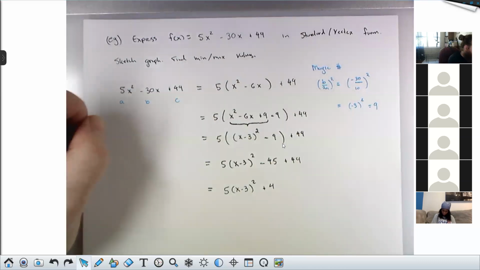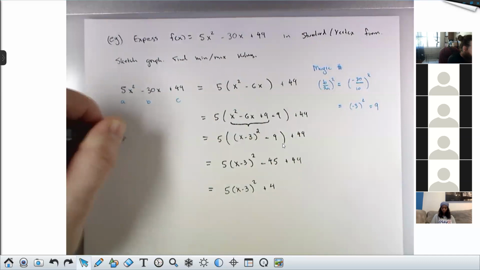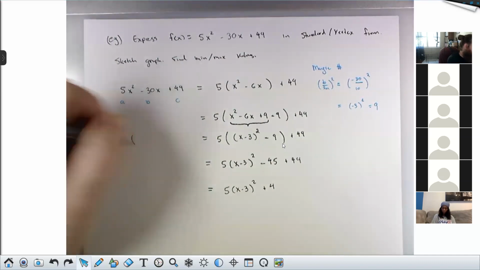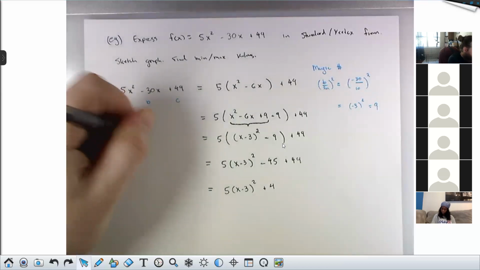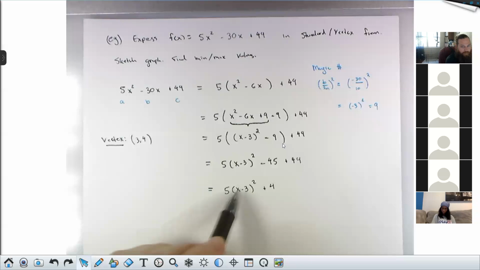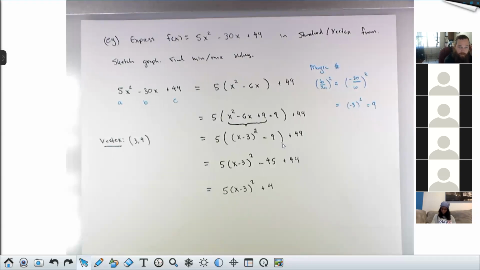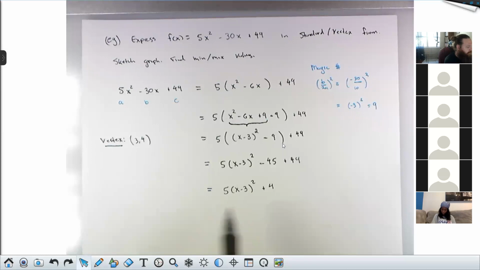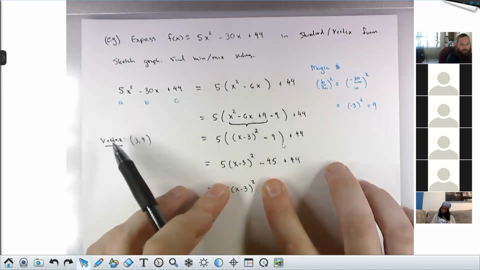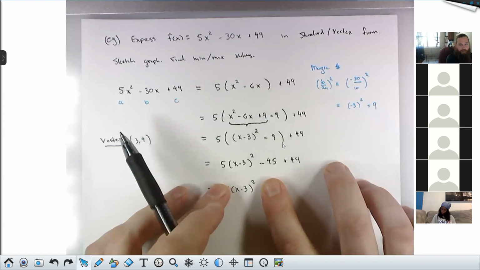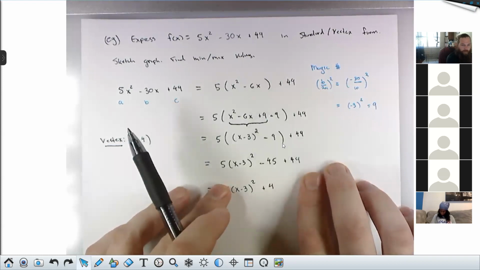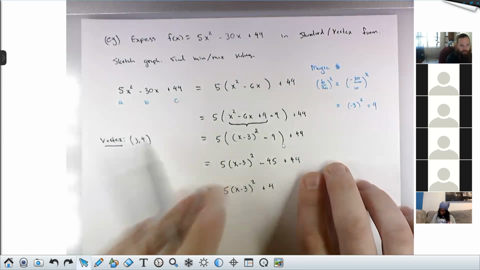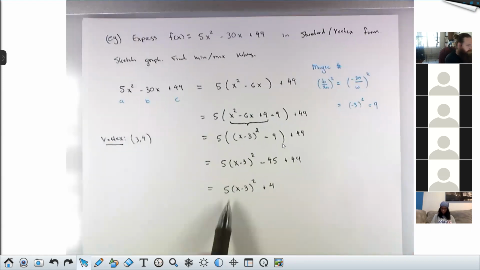So my vertex, that's positive 3, comma, positive 4. Remember, there's a minus sign kind of baked into this. Or if you want, you can think of it as a transformation, right? That's really the way to do this. If you look at just this piece on its own, that's x squared shifted to the right by 3 units. So the vertex should have x coordinate 3. And then shifted up 4 units. Oh, okay, so the vertex should have y coordinate 4. That's it. The 5 is going to stretch things vertically.